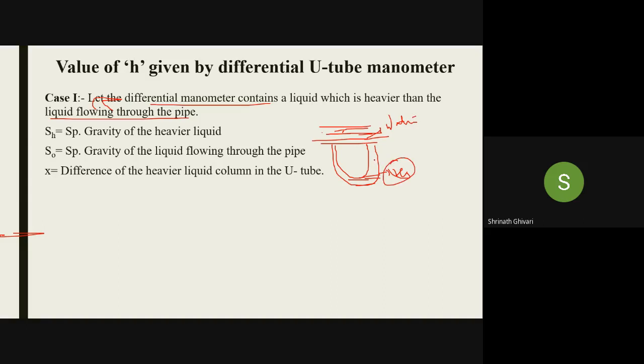It is not always the same. We can take an oil which has less specific gravity compared to mercury. So what is the formula for H?